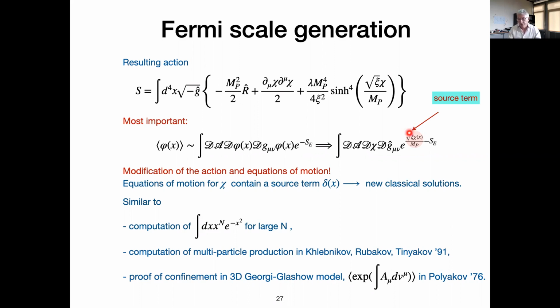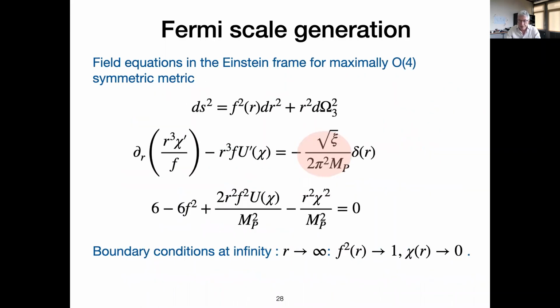The influence of sources on the computation is, in a sense, a generic thing. The simplest example is an integral of this type, where x goes from minus infinity to plus infinity. If you take large n, then you have to modify your saddle point in order to get a correct result.